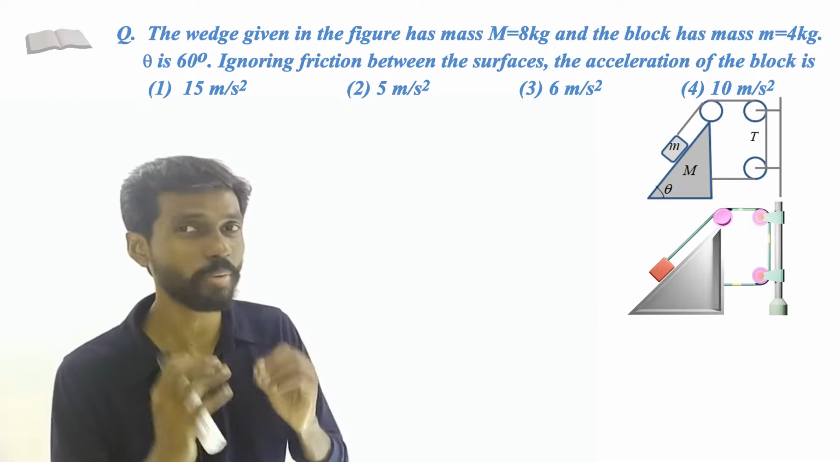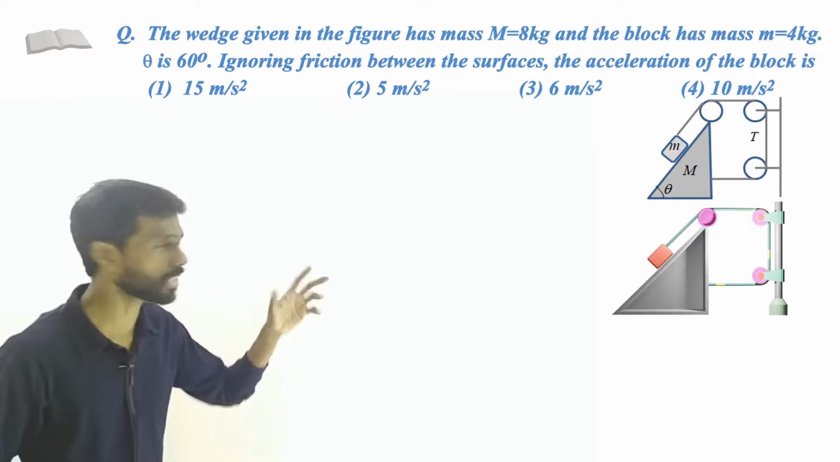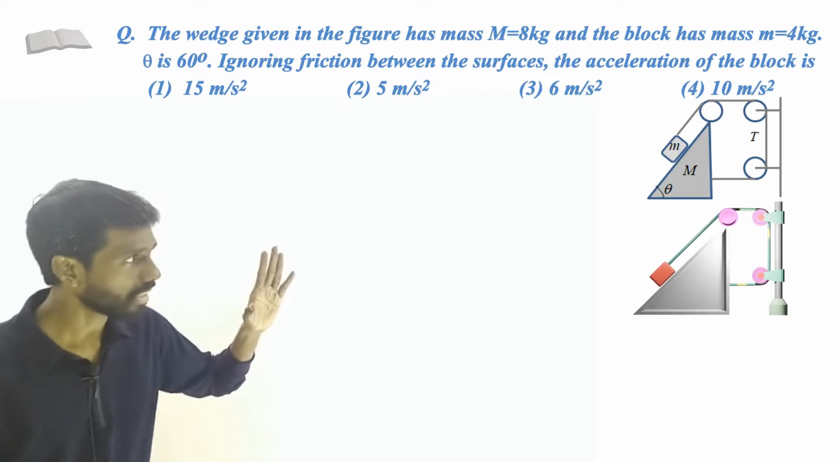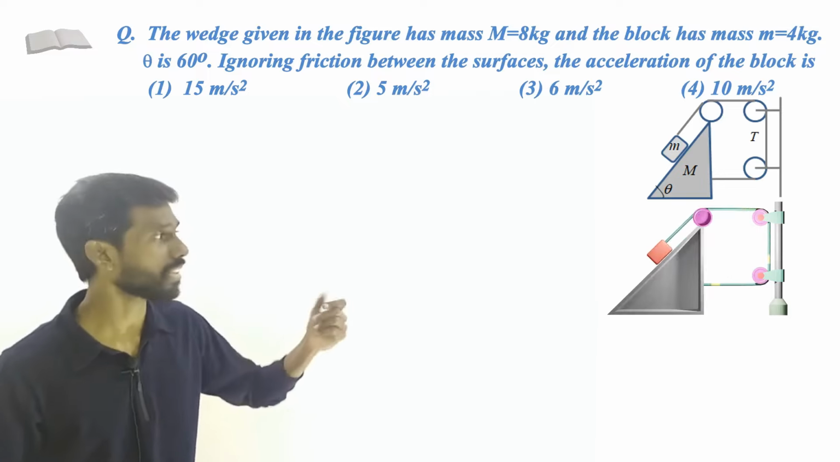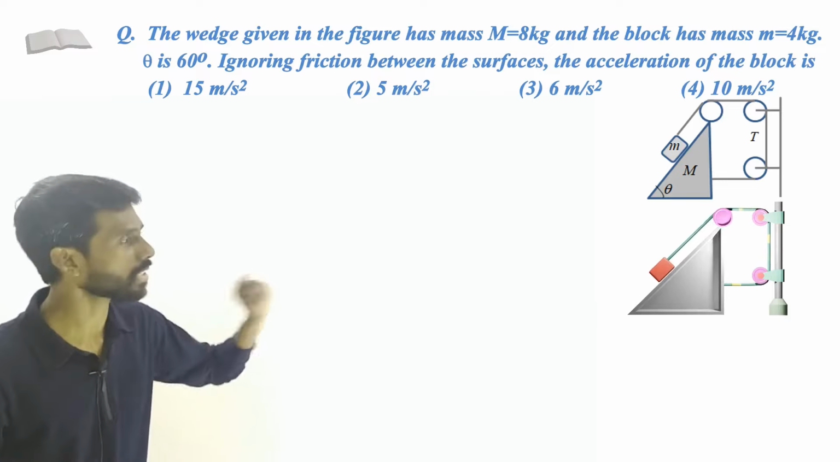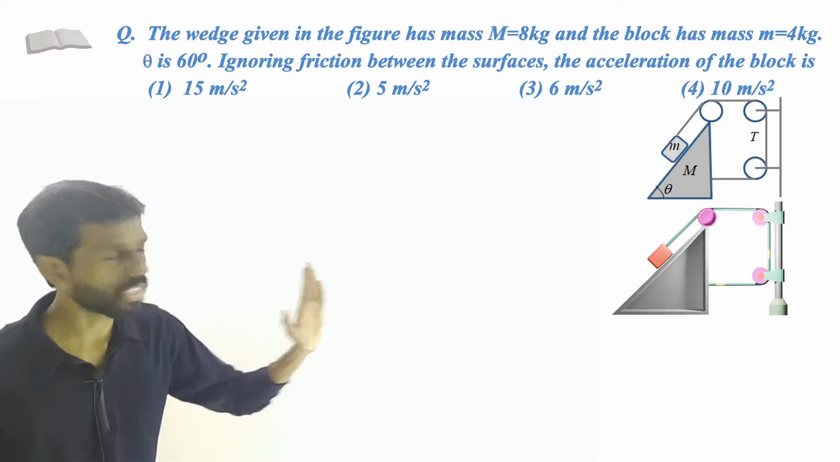We've done some 3 or 4 methods. See, one method is this displacement method. Suppose this wedge moves by distance x. What is the distance that the block moves? Let us see. Suppose it moves by distance x.